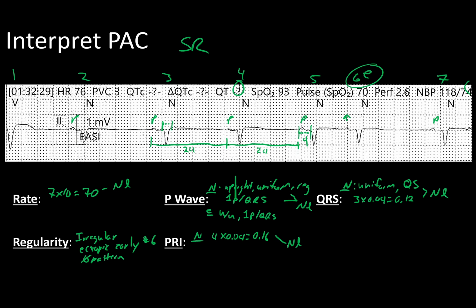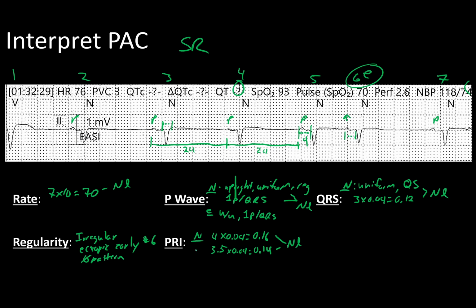From a PRI standpoint, let's go ahead and measure it, and we will have right here to right here, 1, 2, 3.5. Which is also normal. A little bit shorter, but it's essentially the same.